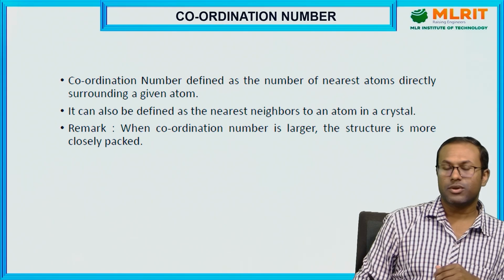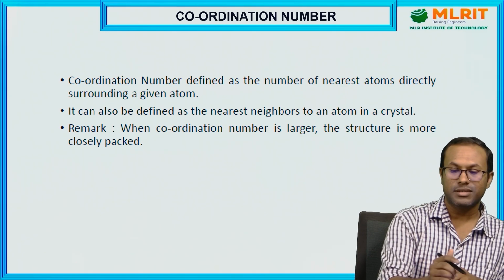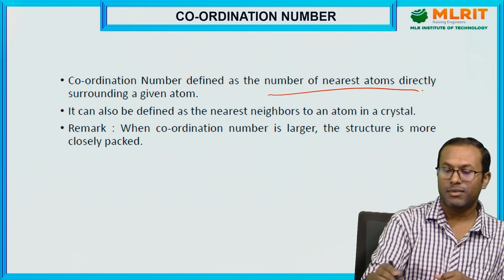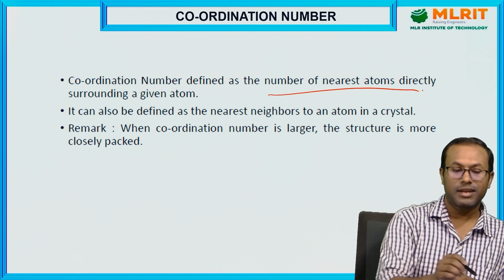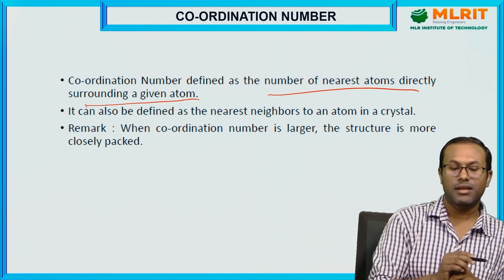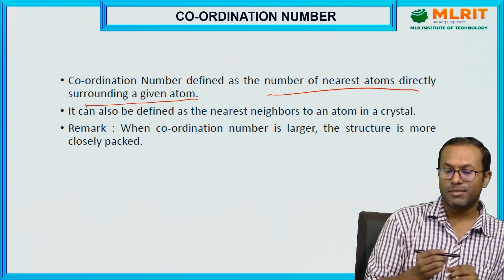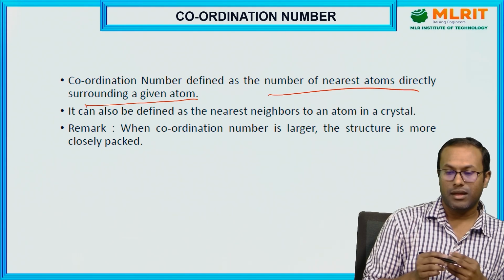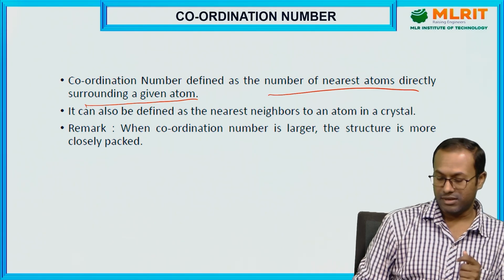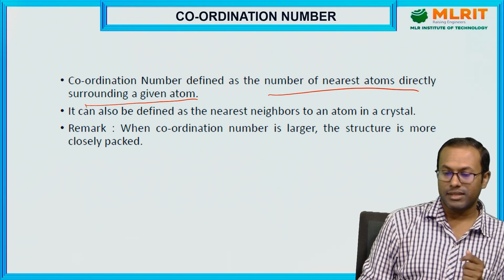Next topic is coordination number. Coordination number is the number of nearest atoms directly surrounding a given atom. So the number of nearest atoms is called the coordination number. Let's see if we can easily get the idea from the diagram.